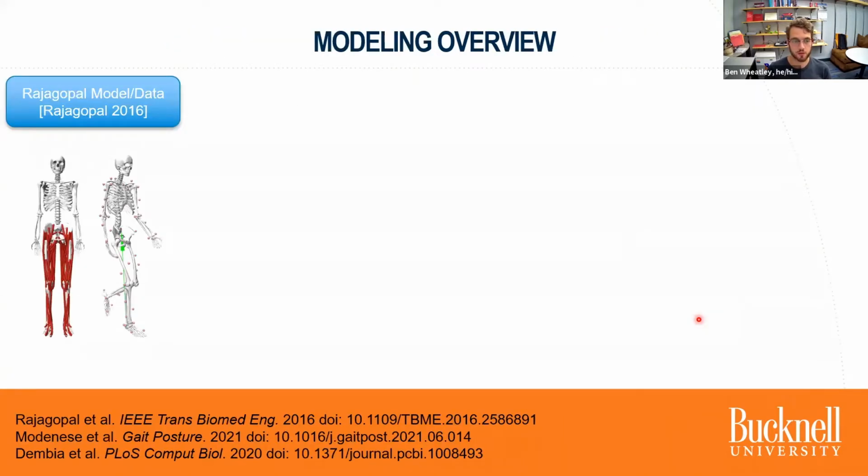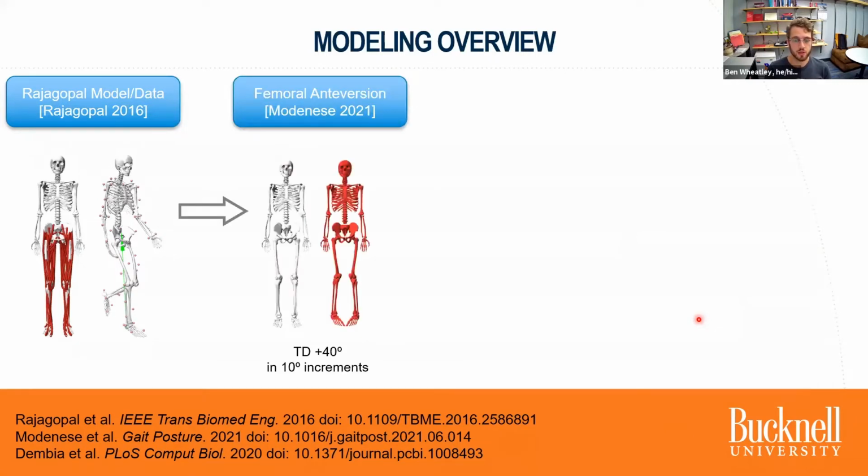Looking at our modeling overview, we began with the Rajagopal model and dataset. We then applied femoral anteversion from the baseline model all the way through an increase in femoral anteversion of 40 degrees in 10-degree increments. This is using Luca Modenese's recent work.